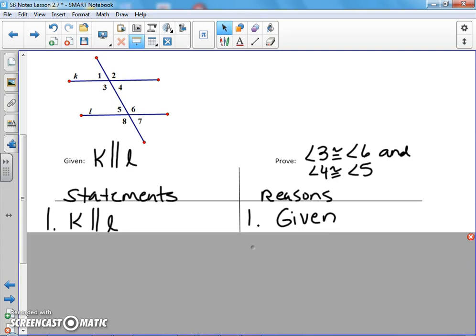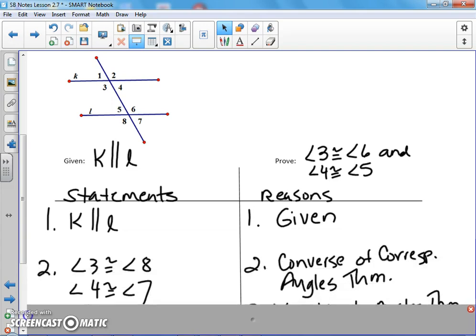So now let's look at what we know. Well, we know that because the lines are parallel, all of our corresponding angles are congruent. So let's choose a couple pairs of those to help us out. If angle 3 is congruent to angle 8 and angle 4 is congruent to angle 7, that's going to help us get where we need to go because I'm using most of the angles that I need. The only angles I still need to bring in are 5 and 6. So let's look for relationships that involve 5 and 6.